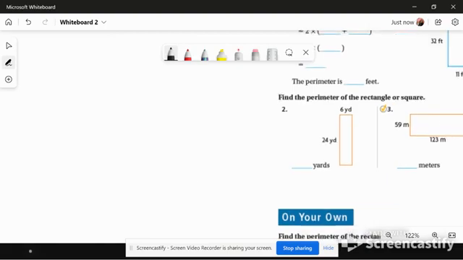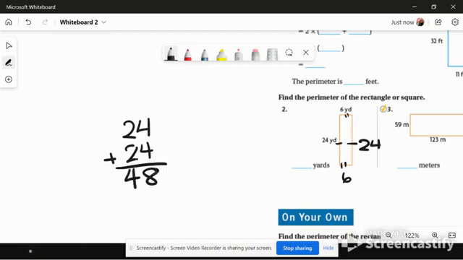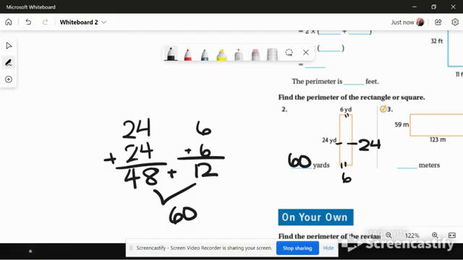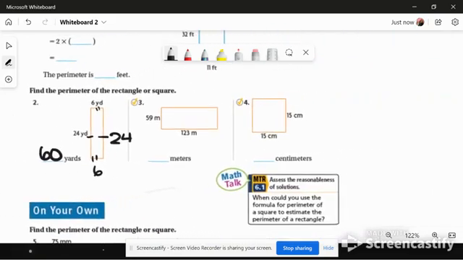So just to be safe, so far we've really just focused on finding the sum of all of those sides. So for number 2, we know that this side is 24, so this side's also going to be 24. If this side is 6, then this side will also be 6. So we're going to find the sum of all of these numbers. 24 plus 24, which is 48. 6 plus 6, which is going to be 12. We're going to add those two numbers together, and we will get 60 yards all the way around the perimeter.